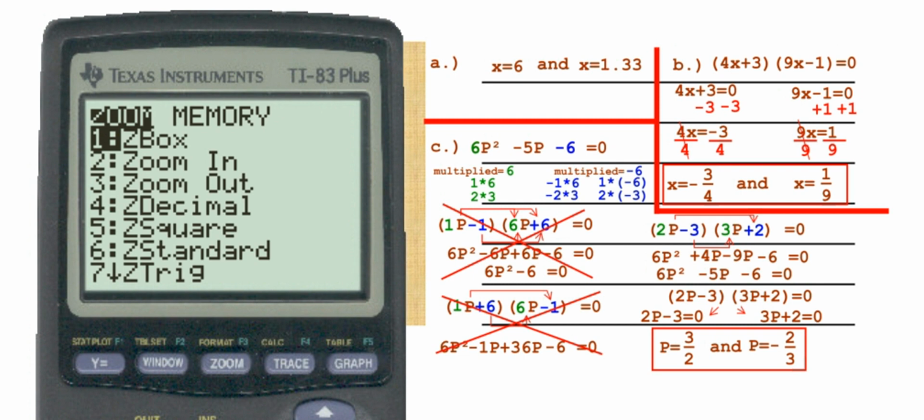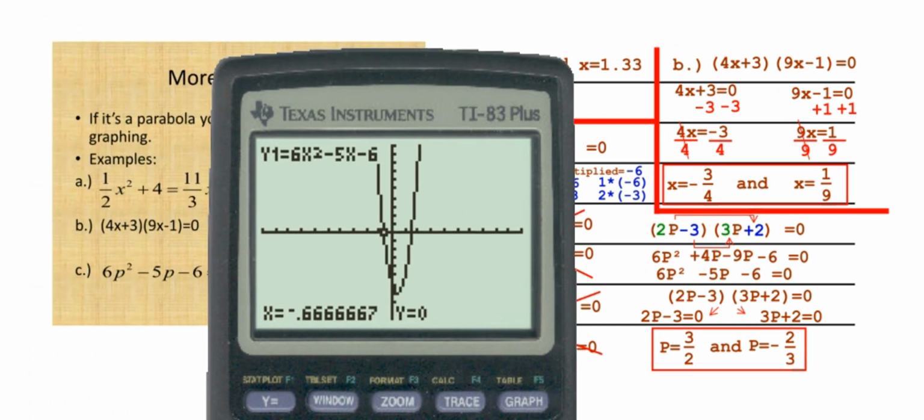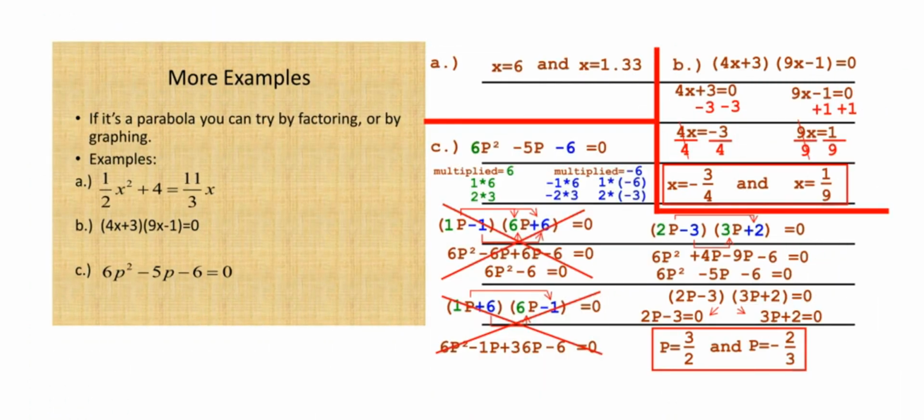So I'll go to zoom, do zoom standard, option 6. And there it is. We can sort of see where they intersect. And if I hit trace, which allows me to enter any x value, I'll put 3 divided by 2. And it should give me a 0. Yeah, it does. And once again, I'll do negative. It has to be the negative sign at the very bottom of your calculator, right next to your enter button. So negative 2 divided by 3 should give you your other 0, or your other x-intercept, right? There it goes. It does. So there it is. We verified that this works. Our answers are correct.